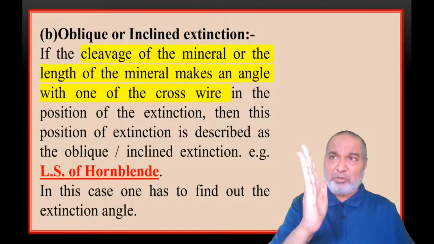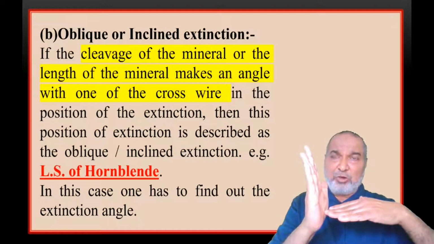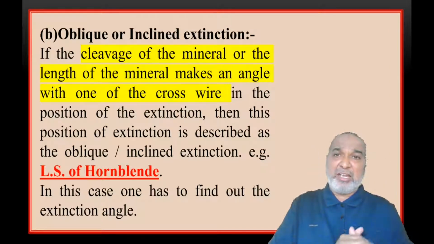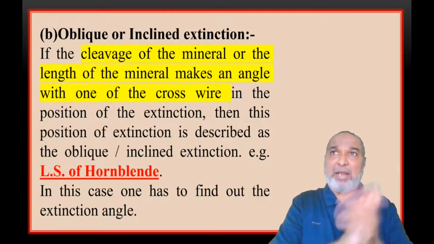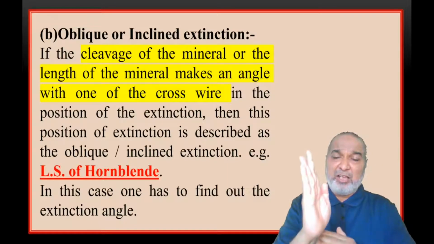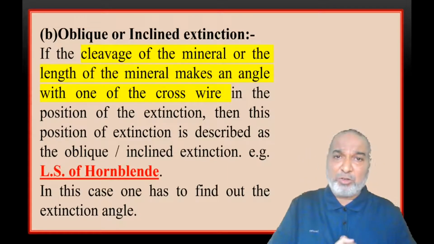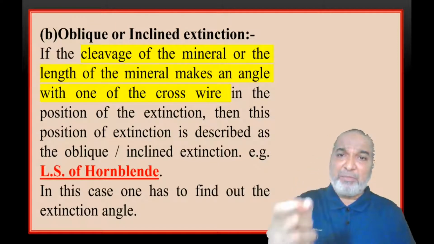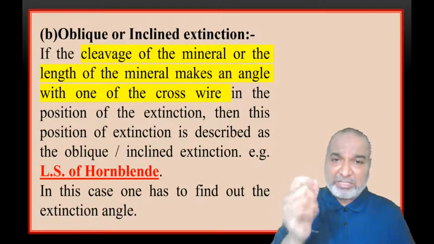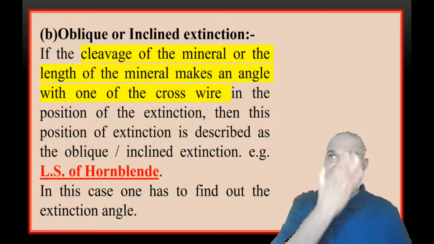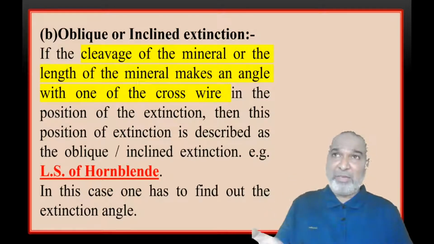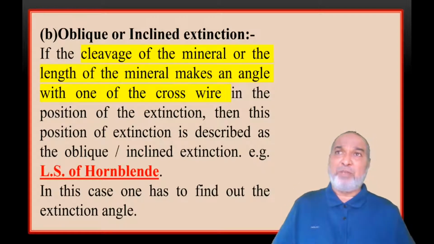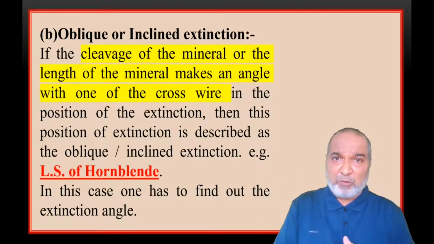Next one is oblique extinction. Neither is it parallel to the vertical crosswire, nor parallel to the horizontal crosswire, meaning from 1 degree to 89 degrees. In between, the mineral becomes black. It makes an angle with the vertical crosswire or horizontal crosswire. If at that position the mineral becomes dark, that is called oblique extinction or inclined extinction. The best examples are LS of hornblende and LS of augite, which will be taken as the best examples for the inclined.